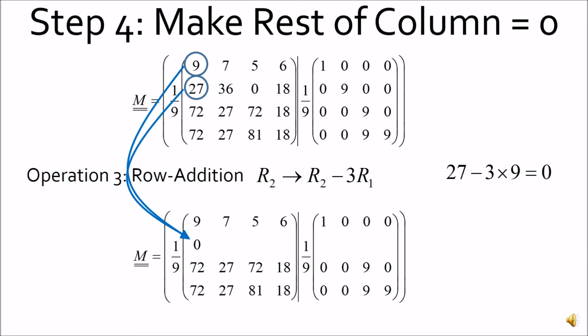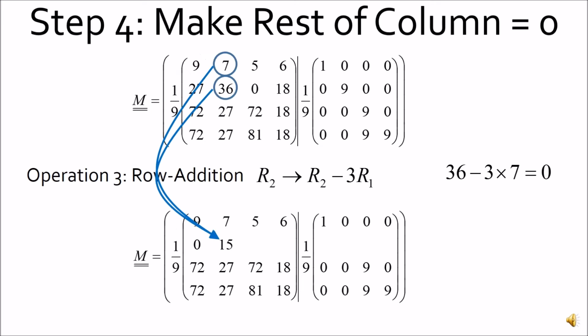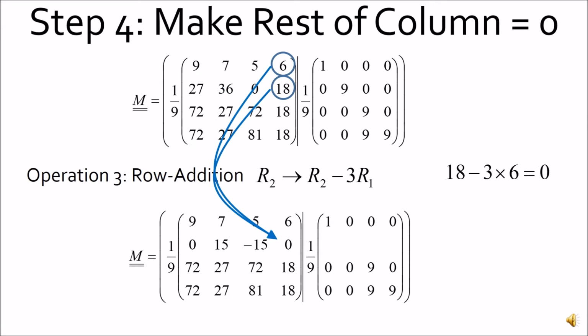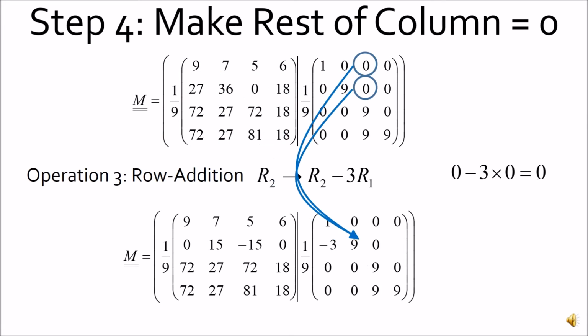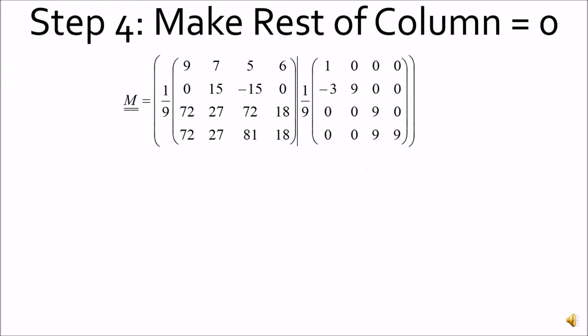We have 27 minus 3 times 9 is equal to 0, and that's what we want, of course. And then you have to go through the rest of the row of the augmented matrix and apply the operation to the thing. So we're just going to go through that. You can pause the video if you want to check all these values, but I'm just going to run through it, and that's what you're left with.